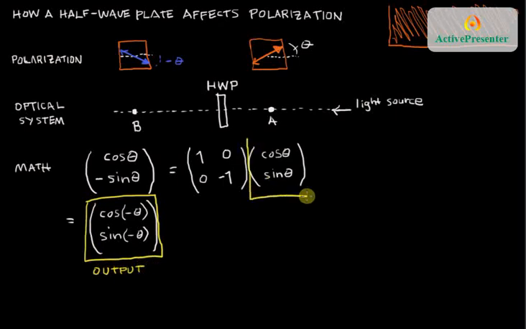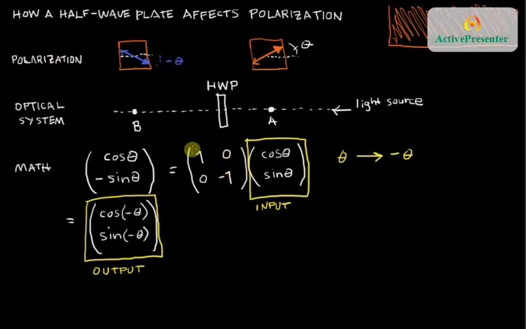And an input state where cos theta, sine theta has become cos minus theta, sine minus theta. I've got theta in going to minus theta out, which is exactly what we were saying visually before. If you have a positive angle theta made with the one axis on the way in, then this half-wave plate in this orientation is going to give you a minus theta linear orientation on the way out.